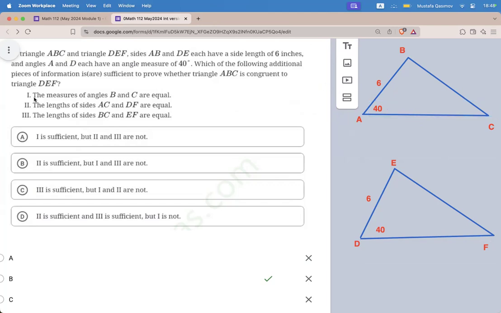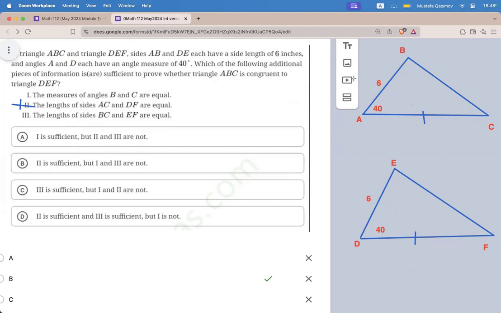Okay, here let's look at the first one. The measures of B and C are equal. If B and C are equal, we can say only it is 6. But we don't have any information related to EF, so it is not correct. The lengths of AC and DF are equal. If AC is equal to DF, it means that it is side, angle A, and side, SAS. So this one is correct.